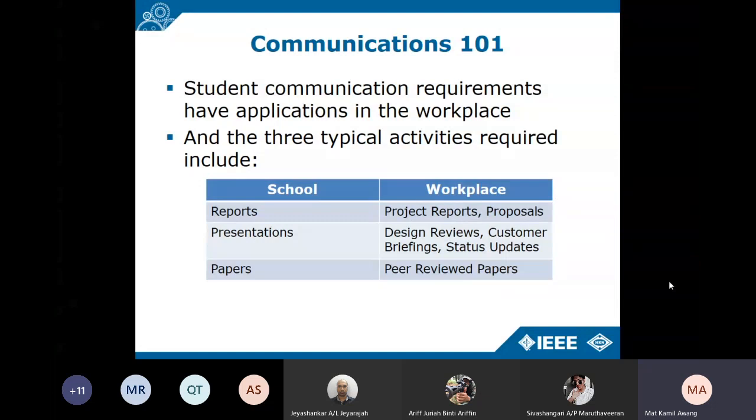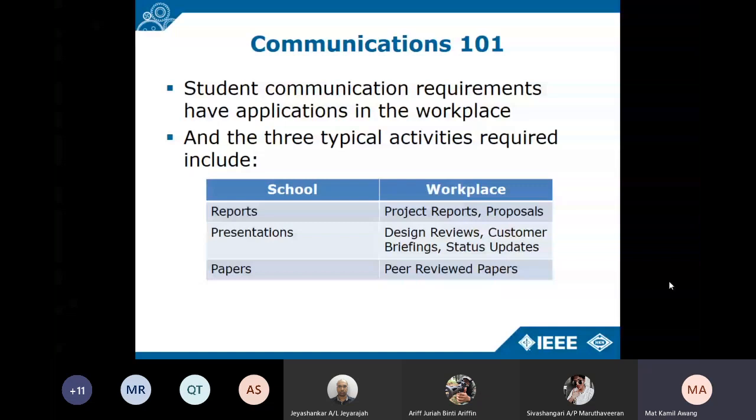So in school, in the university, these are the three forms of communication methods that you use. But in the workplace, you also have project reports and proposals. So whatever you learn now about writing reports, this skill you carry on to your workplace, in the form of preparing project reports, proposals, budget reports, and those kinds of things.